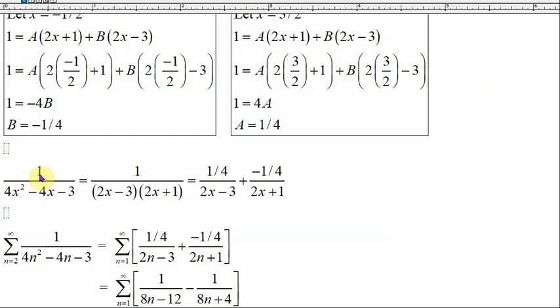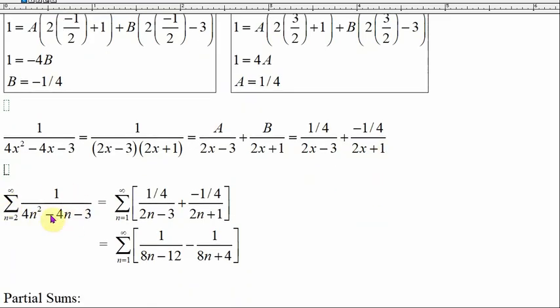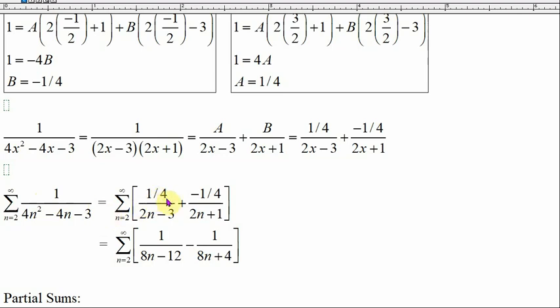So the expression 1 over 4x squared minus 4x minus 3 we can rewrite as 1/4, since a is 1/4, over 2x minus 3, plus negative 1/4, since b is negative 1/4, over 2x plus 1. This is the original series, so we can rewrite this as 1/4 over 2n minus 3 plus negative 1/4 over 2n plus 1.